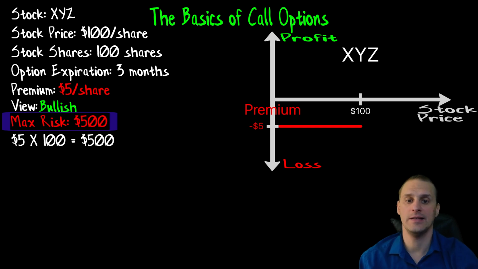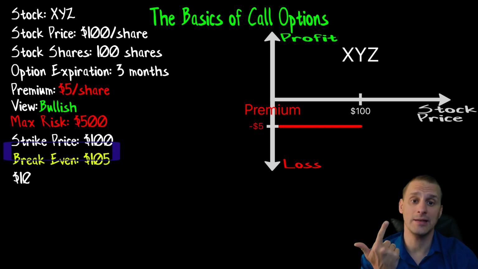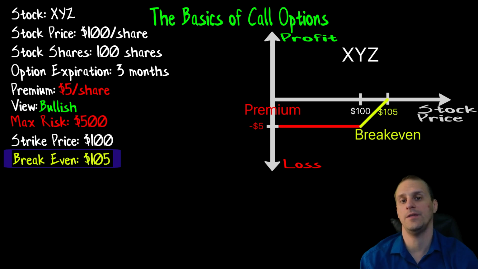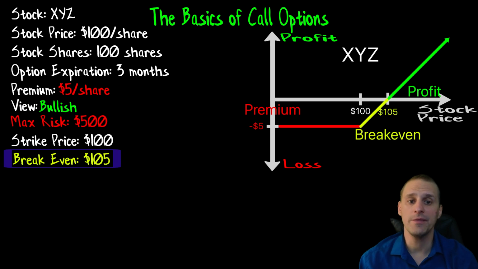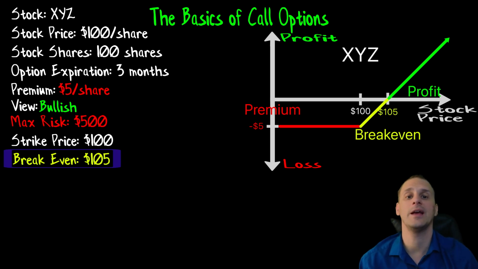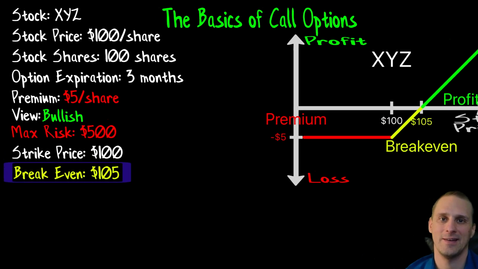Next, Brad calculates his break-even at expiration, which is the strike price plus what he paid, $5 per share. The price you pay is called the premium. So his break-even is $105. If XYZ is over $105, he will start making money. His profit potential is mathematically unlimited because the stock price can go up any amount. And for Brad, anything over $105 per share in the next 3 months is pure profit.